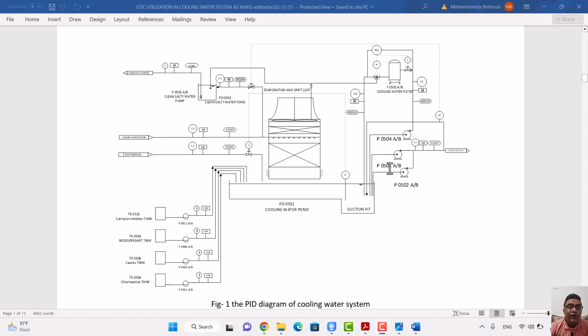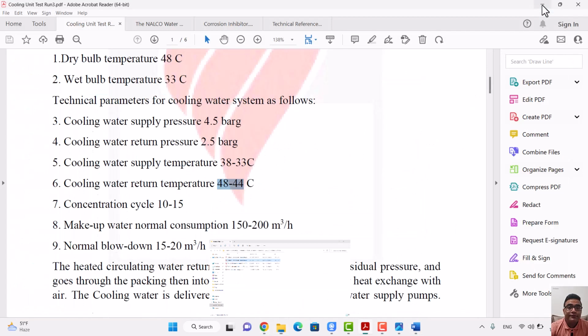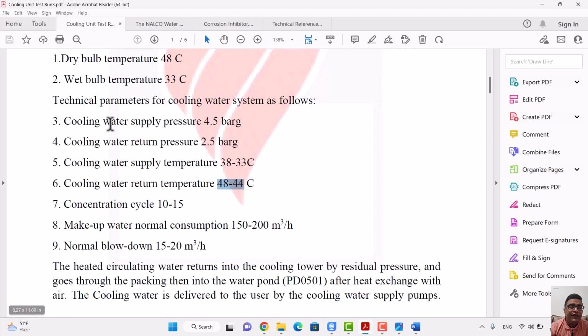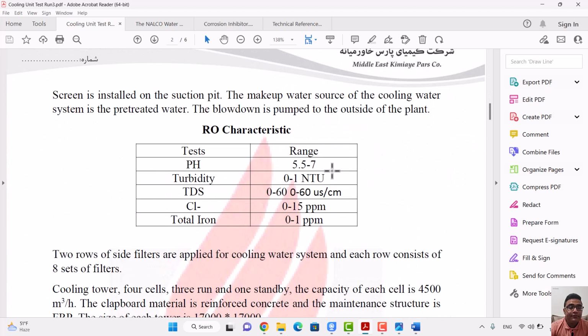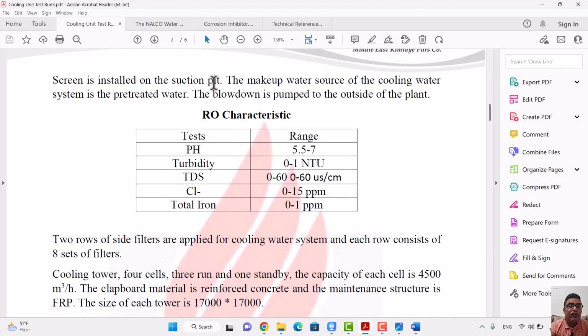Here is the overall view of our cooling systems, and here are the technical parameters. The heated circulating water returns to the cooling tower by residual pressure and goes through the packing, then into the water pot after heat exchange with air. The cooling water is delivered to the user by the cooling water supply pipe, as I explained. A screen is installed on the suction pit. The makeup water source of the cooling water system is the preheated water. The blowdown is pumped to the outside of the plant.